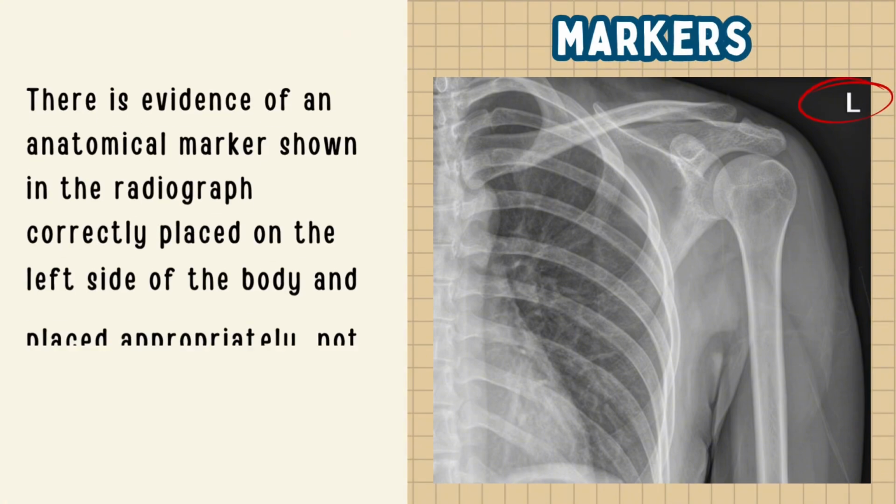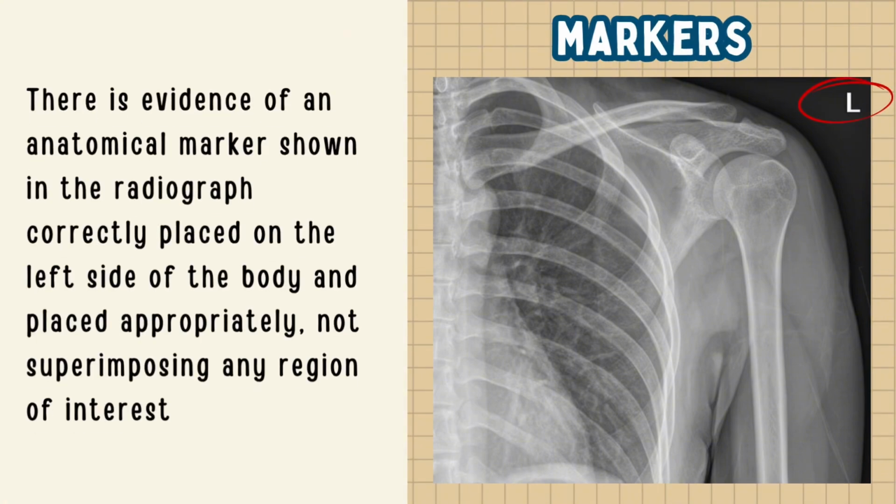Next, I will explain the markers. There is evidence of an anatomical marker shown in the radiograph. The marker is correctly placed on the left side of the body as indicated by the letter L in the image, which is circled in red. The marker is also appropriately positioned as it does not superimpose any region of interest. Therefore, the anatomical marker is correctly used in this radiograph.